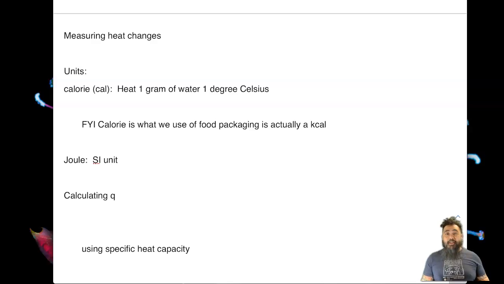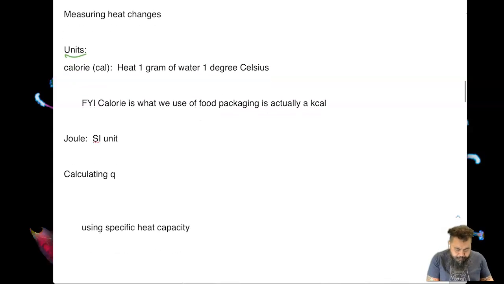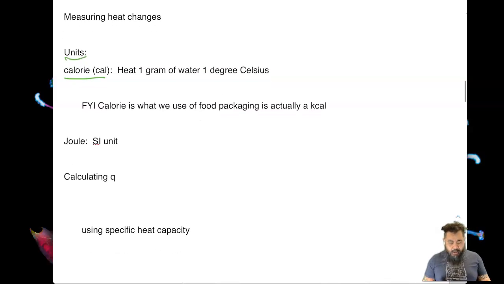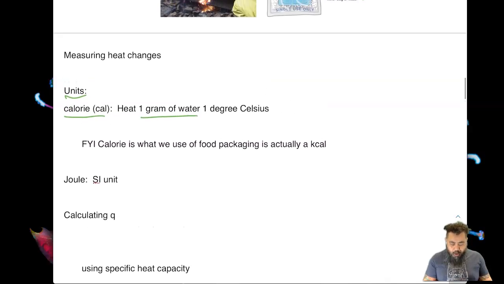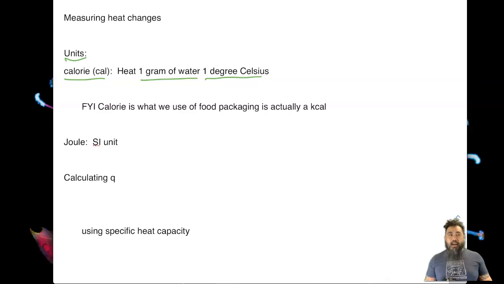An important concept is for us to think about how we measure our heat changes and what kind of units we're going to use to do those measurements. So the first one is a calorie, and this is the energy it takes to heat 1 gram of water 1 degree Celsius. This is a classic definition in terms of what we use, and you will see this come up quite a bit.